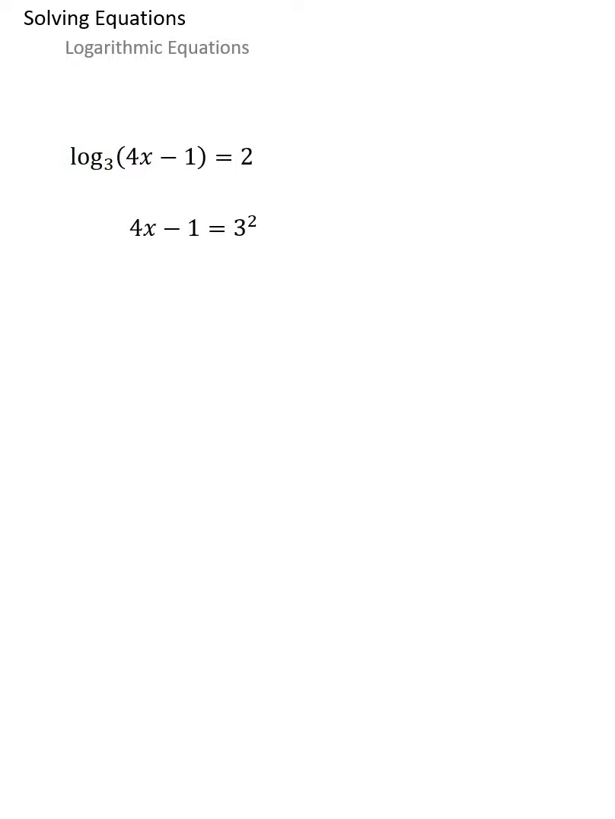Either which way, this is now, after our conversion, a very simple equation to solve because 3 squared is 9. And now we can use the very basic tools of algebra to isolate and solve for x, which I won't explain because they're pretty simple. Okay, that's our first problem, x equals 5/2.